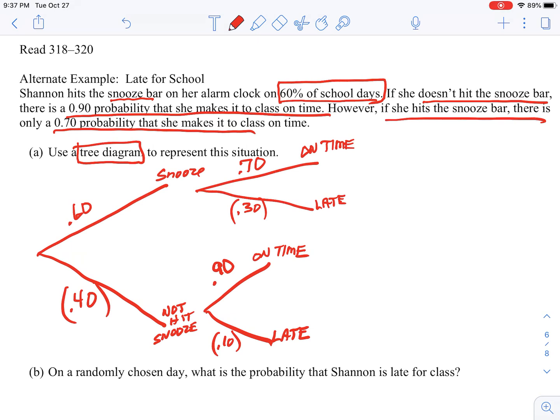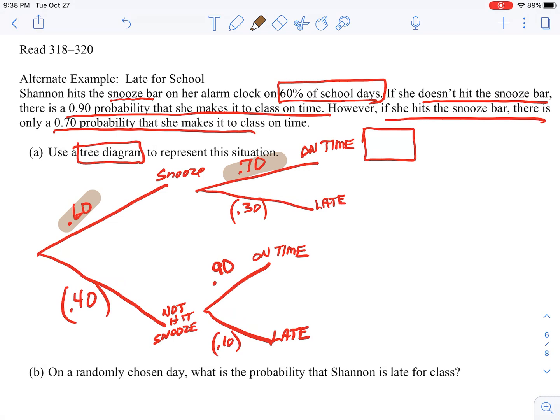What we haven't yet figured out, though, is what's the probability she ultimately ends up right there? Two things have to happen. She has to first hit the snooze button. There's a 60% chance of that. And then she has to make it on time. What's the chance that she both hits the snooze button and she makes it on time? Well, you can invoke the AND rule for that, because that's what it is.